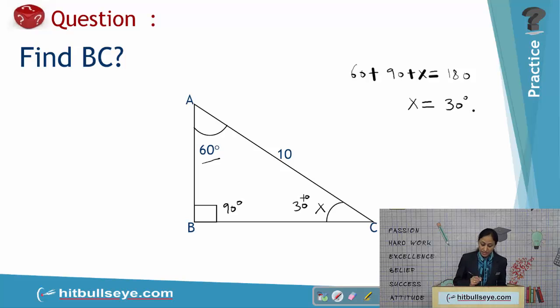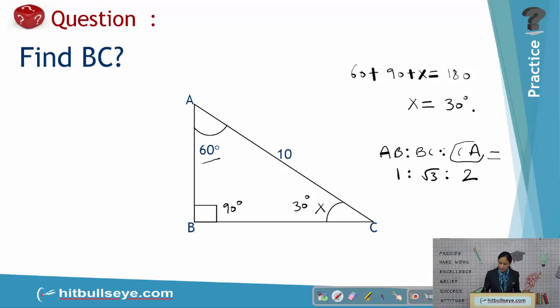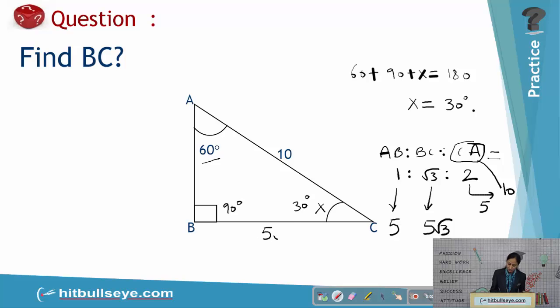Now, it's a 30, 60, 90 degree triangle, and we had discussed in one of the previous slides that in such a triangle, the ratio of the lengths of the sides AB, BC and CA is given by 1 is to root 3 is to 2. Now we are given that the side AC is equal to 10, which is 5 times of its ratio. So the other two sides will also get multiplied by 5, giving the measure of AB as 5 and the measure of BC as 5 root 3. So the length of BC is 5 root 3.